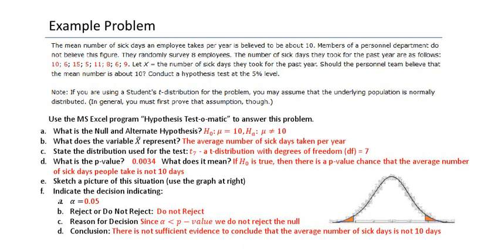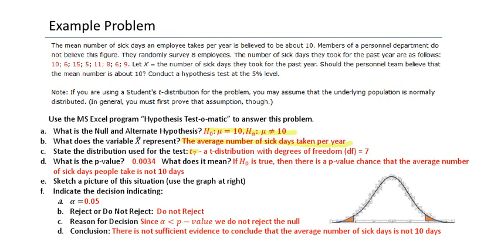Our claim of 10 days, right, and we're looking at the average number of sick days taken per year. If we're asked to state the test distribution used for this test, if it's a t-test, what we're going to do is put t with a subscript 7 to represent a t-distribution with degrees of freedom equal to 7.